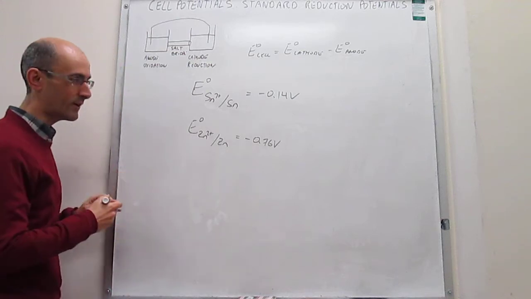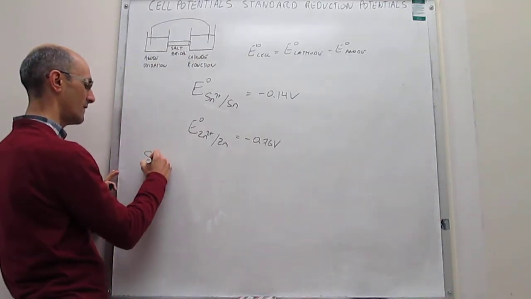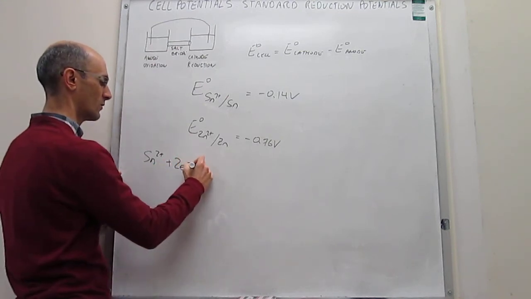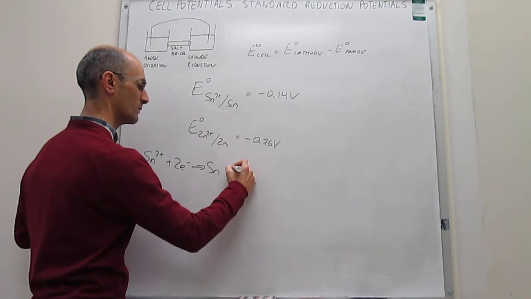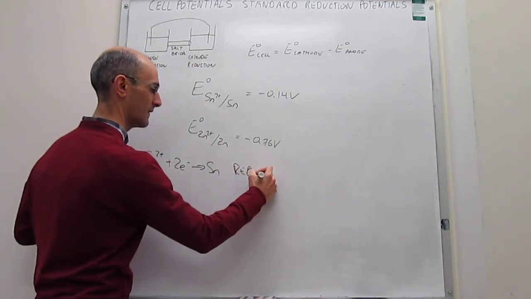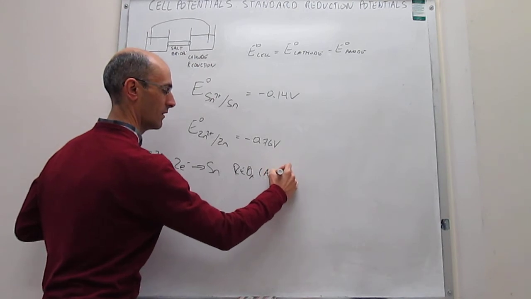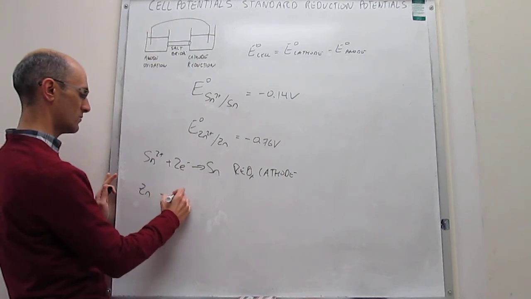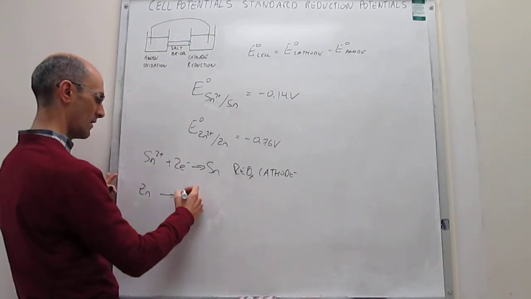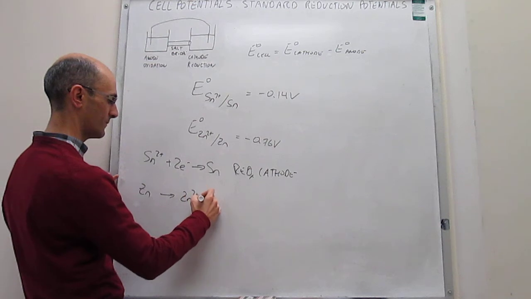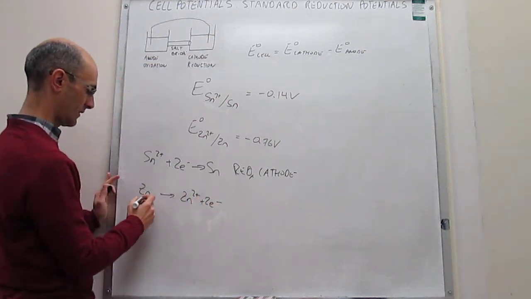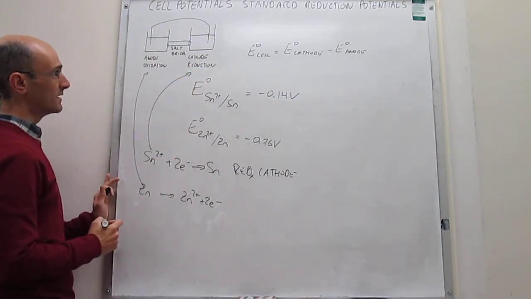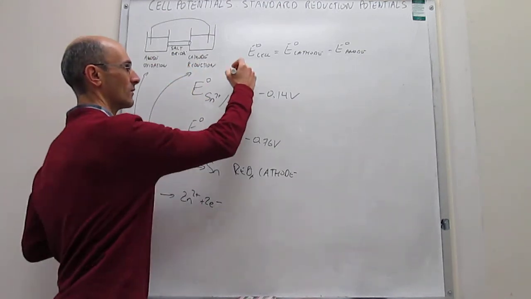Right, so our half reactions then are going to be, I know that tin has to reduce, so the reaction will go like this, and this will be your reduction in the cathode, and then zinc is going to act in the anode, and the half reaction will be an oxidation. So zinc is going to go to the anode, the tin is going to go to the cathode, and then we can calculate the cell potential.